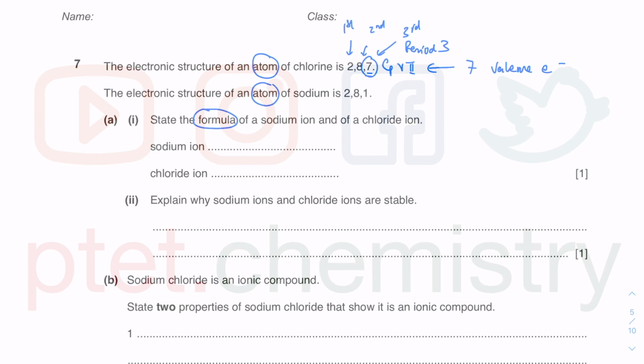Alright, so moving back to part A, they want formula. I don't know why a lot of students put down configuration when they should be reading the question. Formula is not electronic structure, it's not electronic arrangement. Now they want ion.